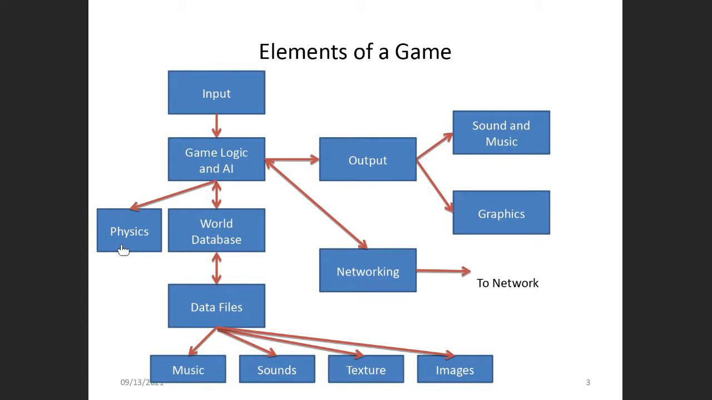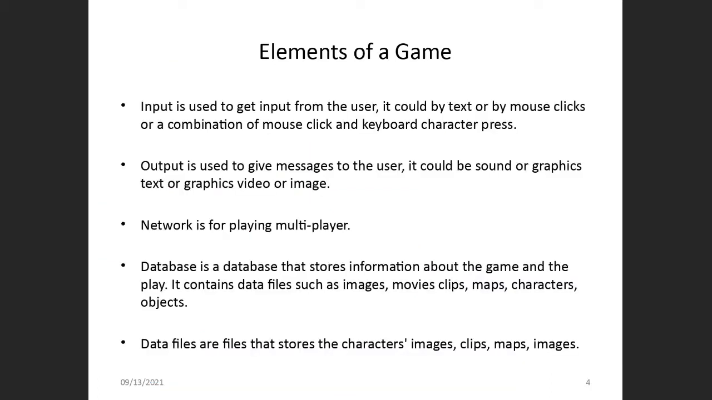The input itself has different things, like input in terms of different keyboard buttons, input in terms of joystick, maybe facial recognition, maybe gesture recognition, using hand signs for example. All those things form the different elements of a game. The detail is in this slide, that input is used to get input from the user. It could be by text or by mouse clicks. Even mouse, I didn't mention. Yes, mouse is an important input, or a combination of mouse click and keyboard character presses. So you use mouse and keyboard in many games at the same time.